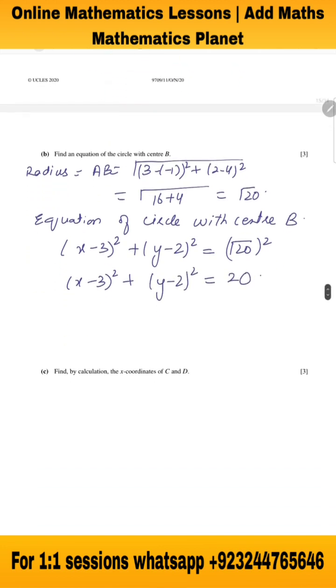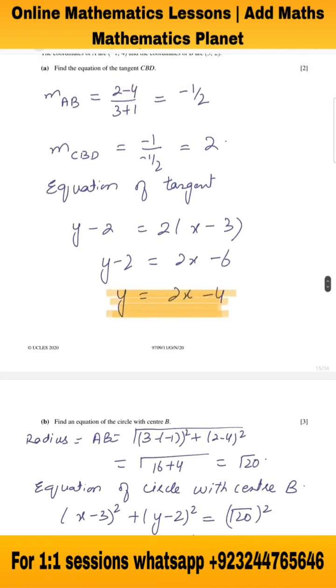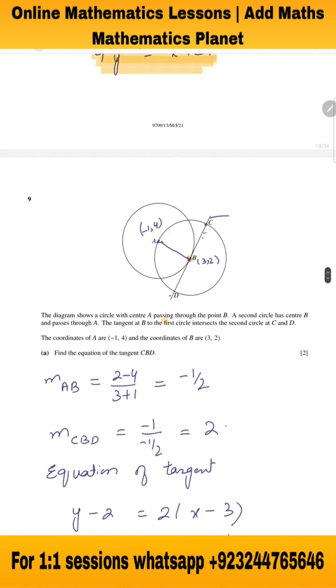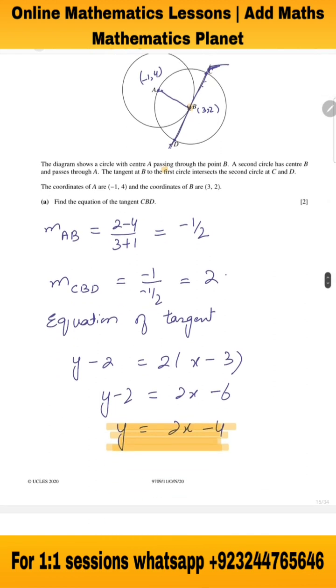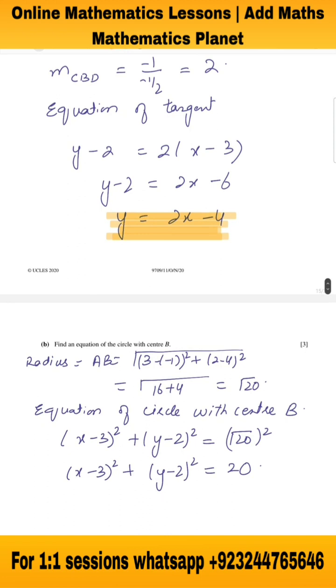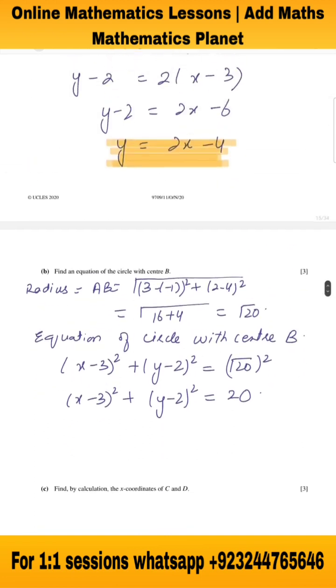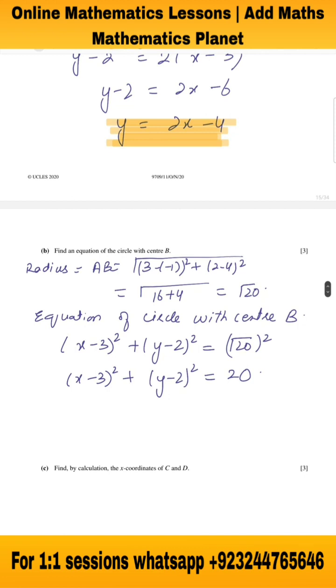find by calculation the x coordinates of C and D. Okay, so C and D are the points of intersection of this line and this circle. We have the equation of this line and we have the equation of this circle. The equation of the tangent is y is equal to 2x minus 4, and the equation of the circle is also given. So by equating both the equations we can calculate the x coordinates.